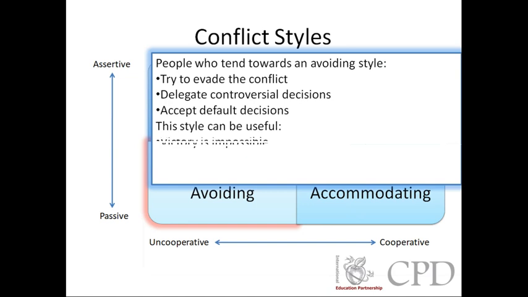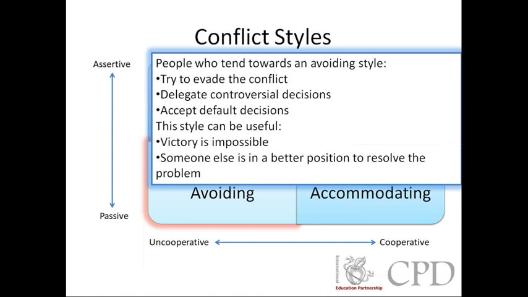People who tend towards an avoiding style are tending towards being passive and uncooperative, so they're actually trying to avoid the conflict and delegating decisions to other people, or accepting the default decision. So this can be useful in a situation where victory is impossible or where someone else is in a better position to resolve the problem.